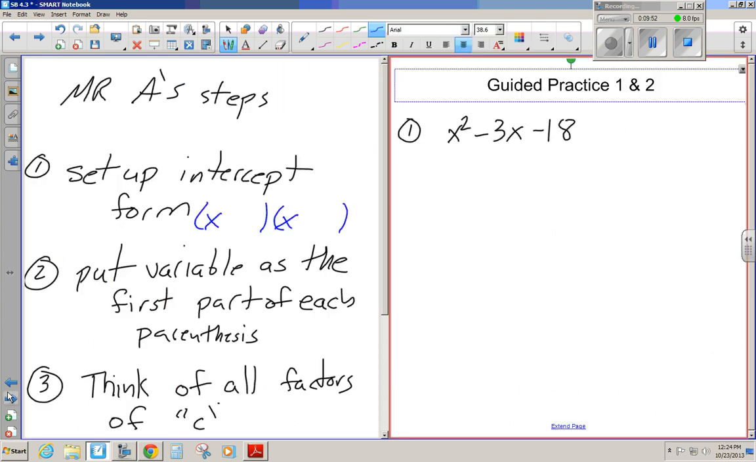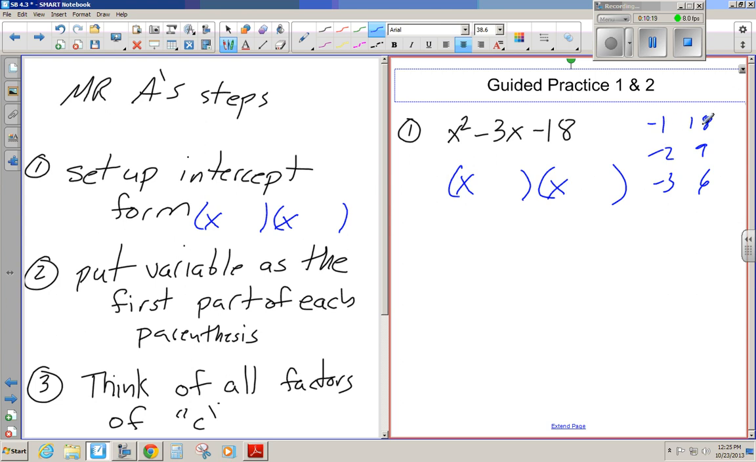So when I take a look at this first problem, step 1 is to set up intercept form. Step 2 is to put the variable at the beginning of each parenthesis. Then think of the factors of negative 18. Well, negative 1, 18, negative 2, 9, negative 3, 6. That's some of them. Now, let's add them together.